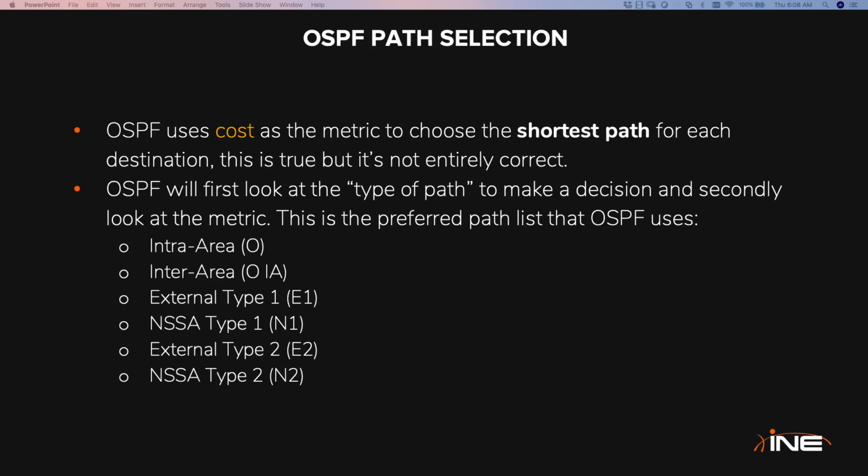This is the preferred path list that OSPF uses. O, which is intra-area, is preferred over inter-area, which is OIA. E1 is preferred over N1 and then E2 is preferred over N2. This is the basic path selection based on the type of path. So if I receive an O route and an OIA, I would prefer O. If I receive OIA and OE1, I would prefer OIA. OE1 wins over N1. I would not look at metric. I would always look at the type of path before looking at metric.